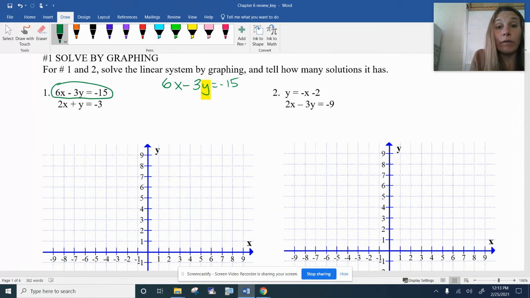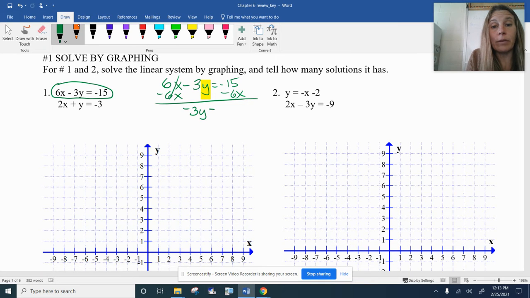So if I have my 6x minus 3y equals negative 15, I want to get my y value by itself. So I'm going to move my 6x over to the other side by doing the inverse operation of subtraction. I now have negative 3y equals negative 6x minus 15. And now I'm going to divide everything by negative 3 because I need to get this y value alone. So that means that I'm going to have negative 6 divided by negative 3, which is positive 2x, and negative 15 divided by negative 3 is positive 5. So this will be the equation I'm going to graph.